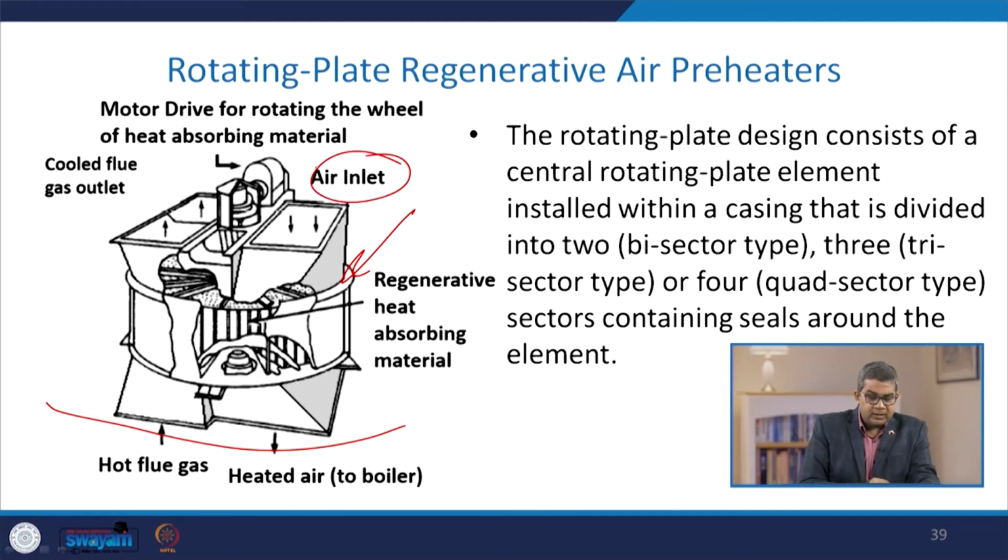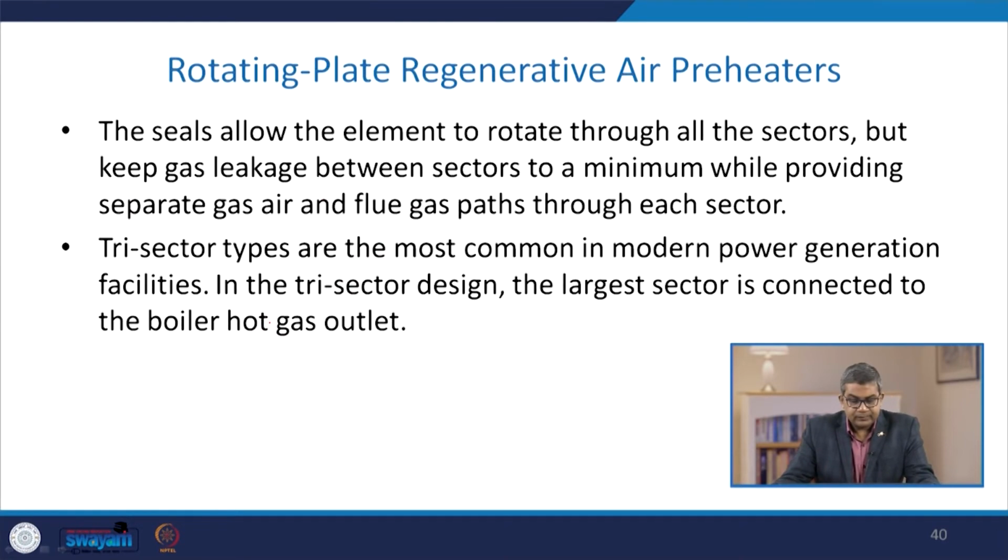Here you see that there is an air inlet and a flue gas outlet, and this is the regenerative heat absorbing material. Now, this seal allows the element to rotate through all the sectors, but keeps gas leakage between the sectors to a minimum, while providing the separate air and flue gas path through each sector. The trisector type is the most common in modern power generation facilities. In the trisector design, the largest sector is connected to the boiler hot gas outlet.